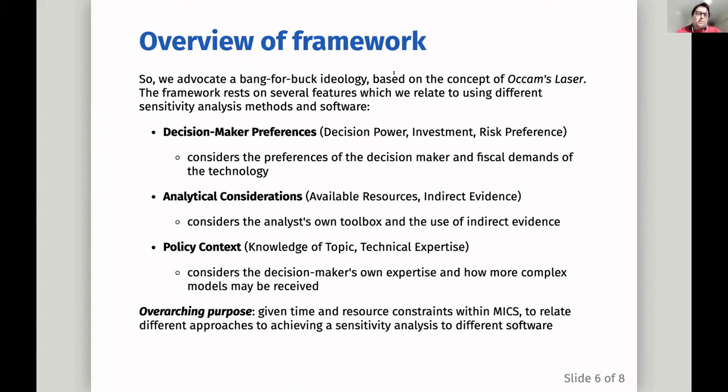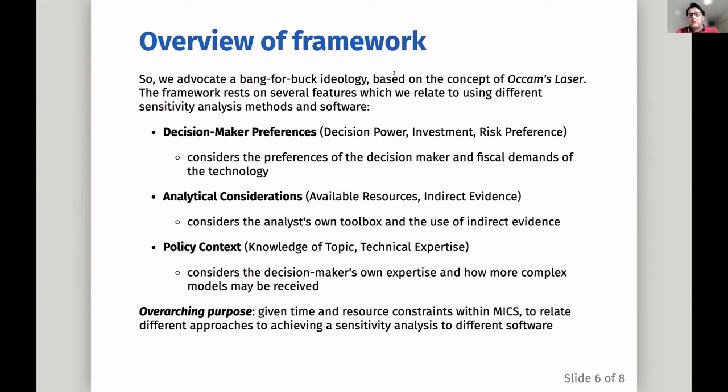And then analytical considerations, we discuss available resources, which is basically the time constraints of the analyst and their skills toolbox, and then indirect evidence, specifically how much indirect evidence is used for the analysis, and if that's so, then it's probably better to use probabilistic methods. And then finally, policy context.